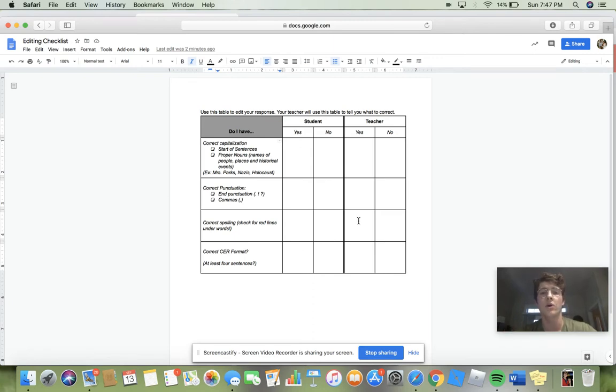So when we have ERQs written in the CER, claim evidence reasoning format, you can expect to see this chart. And after you get done writing, you're going to go through this chart and you're going to fill it out. So I'm going to explain how to use it. This video will be available to you if you forget or if you get confused.